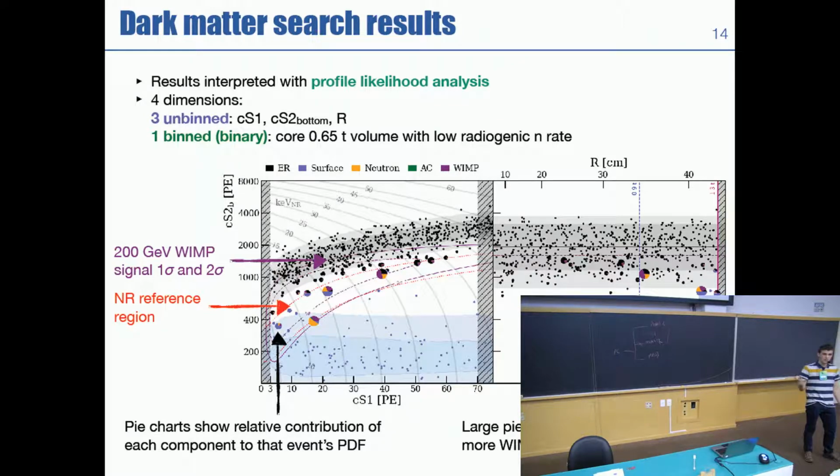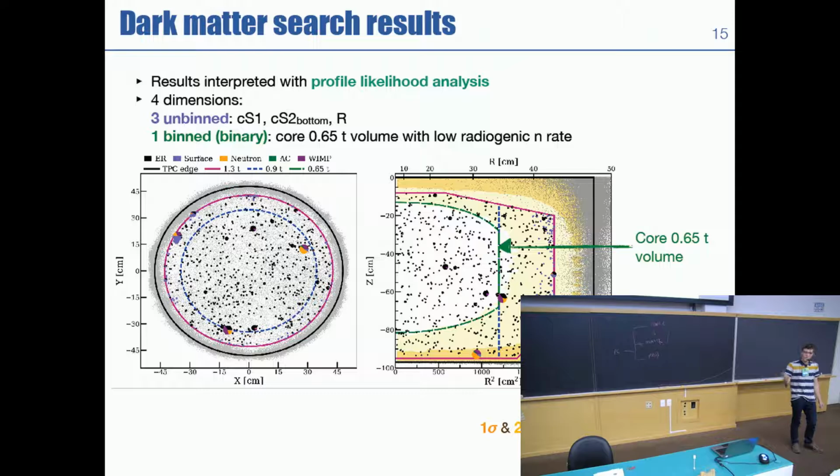And we analyze this data with an unbinned profile likelihood with 3 dimensions unbinned, which is S1, S2, and radius. So everything is a function of S1, S2, and radius. And finally, we have a 4th binned dimension, which is whether the event came in this core volume that you see in green, which we identified as being much freer from radiogenic neutrons. So here again, this is our dark matter search data, just plotted in position instead of in light and charge.